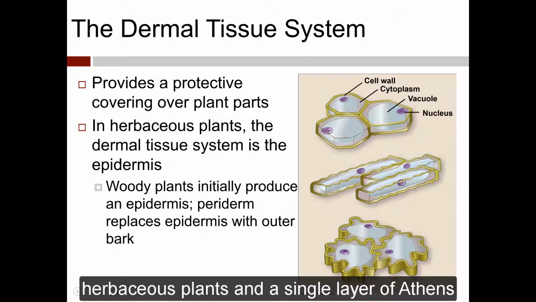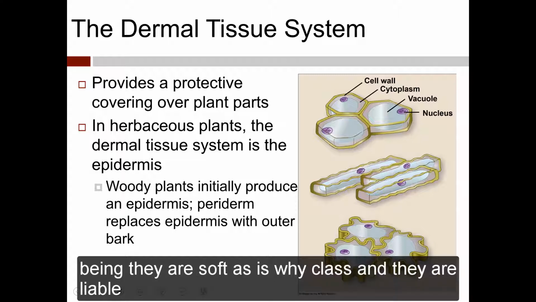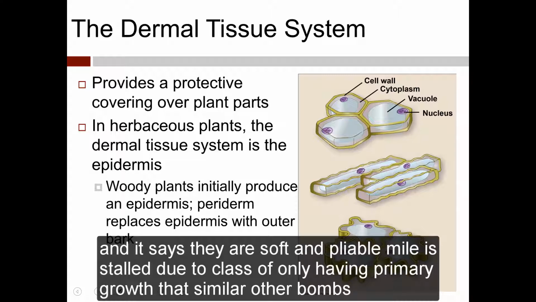Herbaceous plants have a single layer of epidermis. Herbaceous plants with that single layer of epidermis, this is why I would just put it as being they are soft. This is why they are pliable. And since they are soft and pliable, well, it's all due to them only having primary growth, that single layer of epidermis.